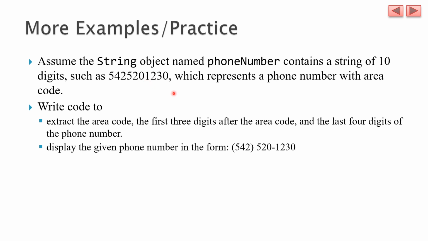And you just need to write a Java code fragment to extract the area code, which is the first three digits, then the next three digits after the area code, and the last four digits of the phone number, and then display the given phone number in this form, where the area code is put between open and close parentheses, followed by a space, and then the three digits after the area code and a minus sign, and then the last four digits of the phone number.